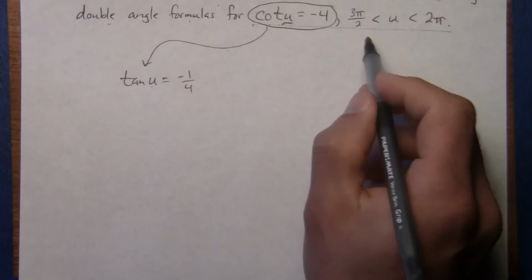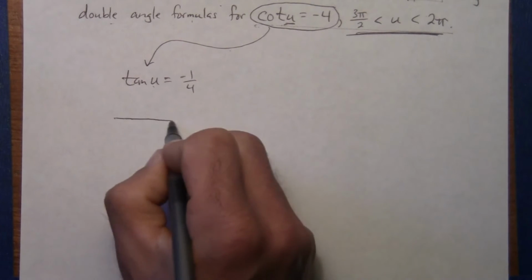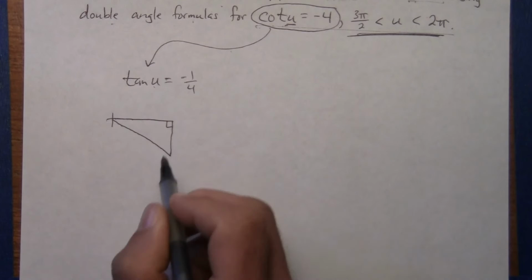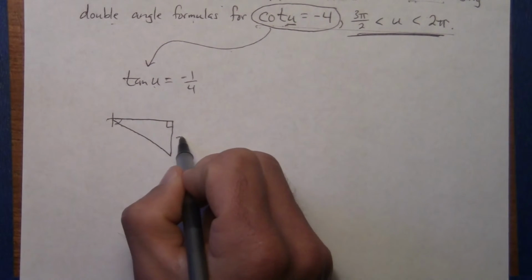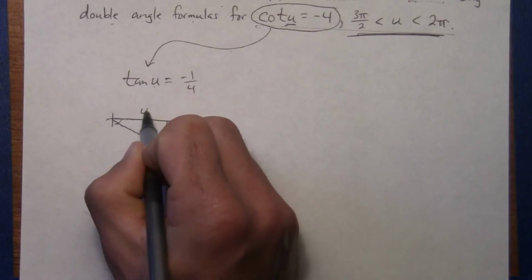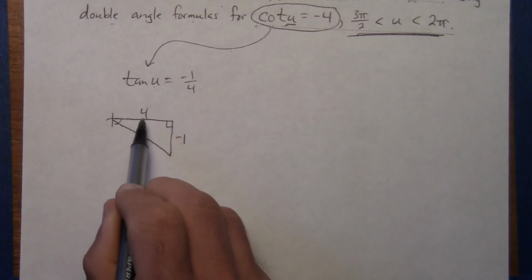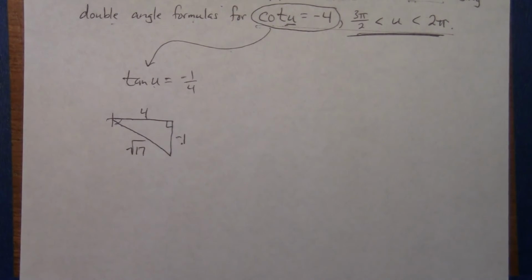So when I draw that triangle in the fourth quadrant, pay attention to the restrictions, it means it's going to look something like this. Please make that triangle look accurate. The tangent is opposite over adjacent, so negative 1 here, 4 here. I know that one's negative because it went down. And then if I use my Pythagorean theorem, I have 16 plus 1, or this will be the square root of 17. And there's angle u.